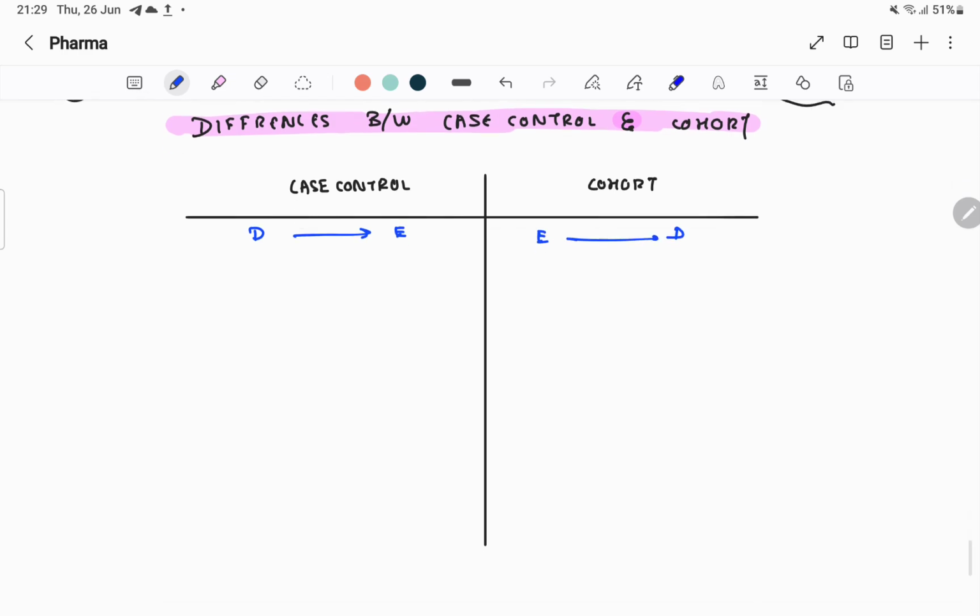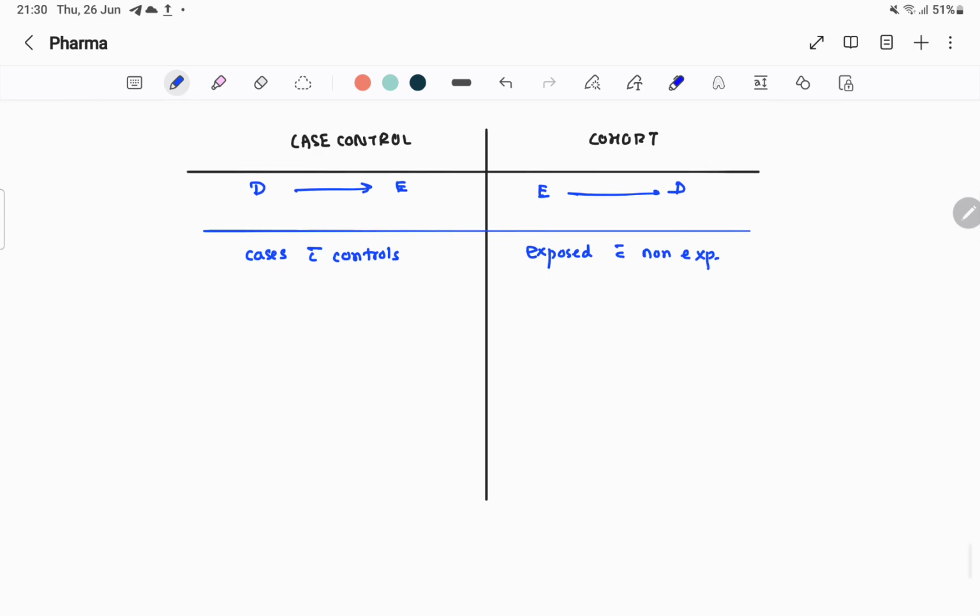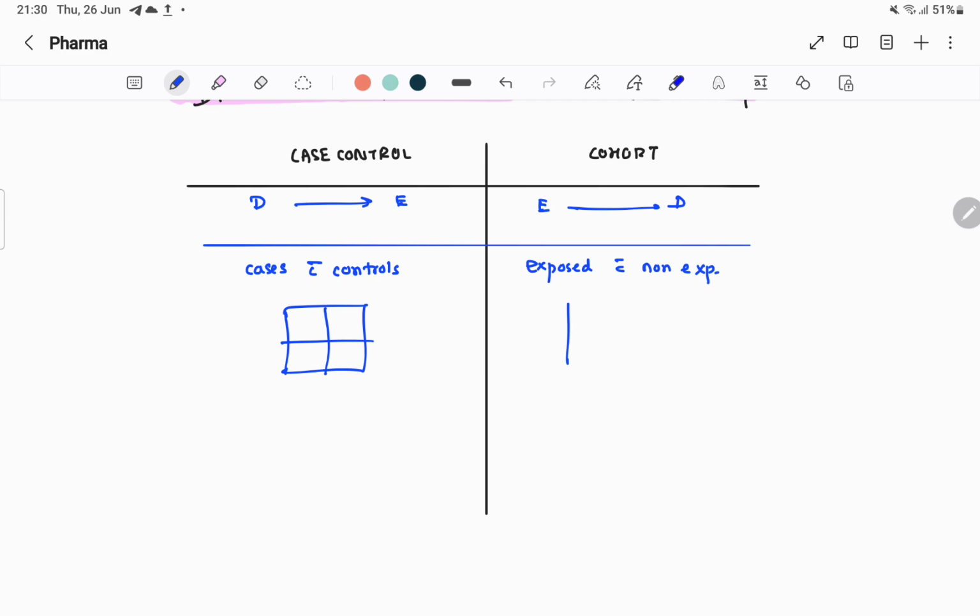Okay, here in case control we are comparing cases with controls. In cohort we are comparing exposed with non-exposed. I am sure you must be aware. We made this cases control, we are comparing these two, and exposure non-exposure, then ABCD. Here we made exposed non-exposed and case control, that is disease positive disease negative, and we wrote ABCD. Okay, I am sure you can relate, right?